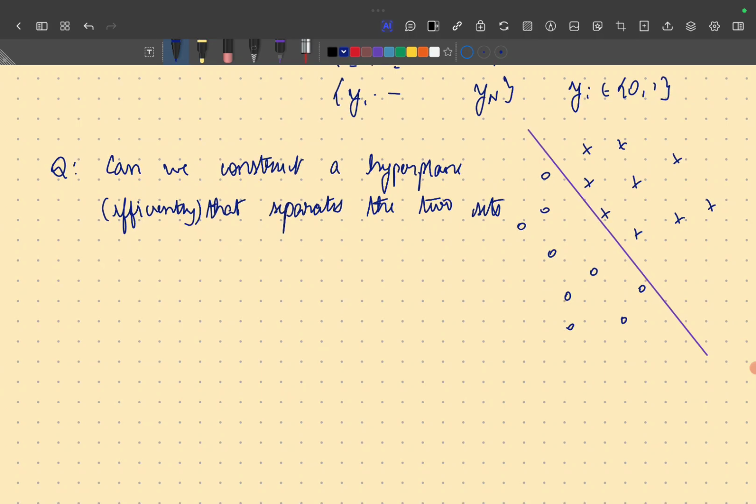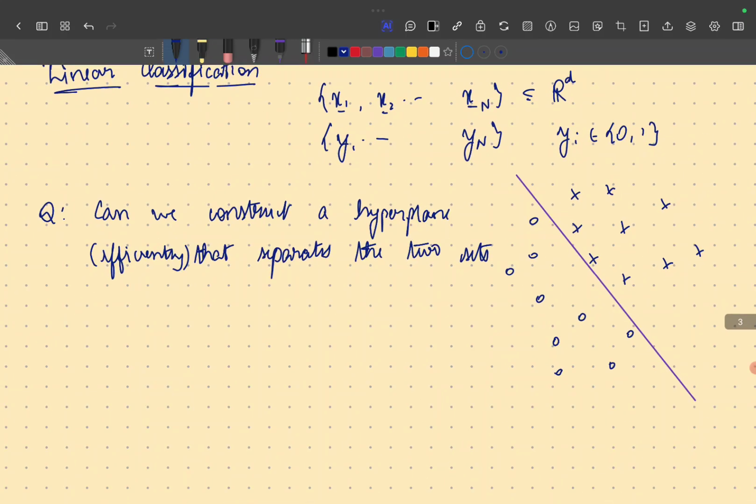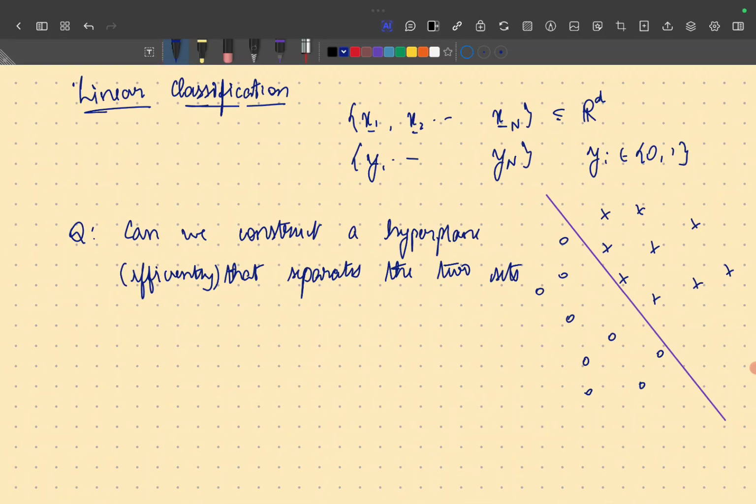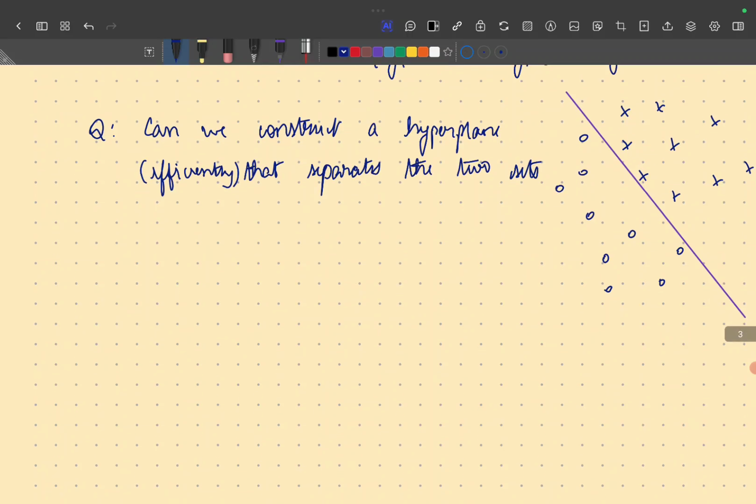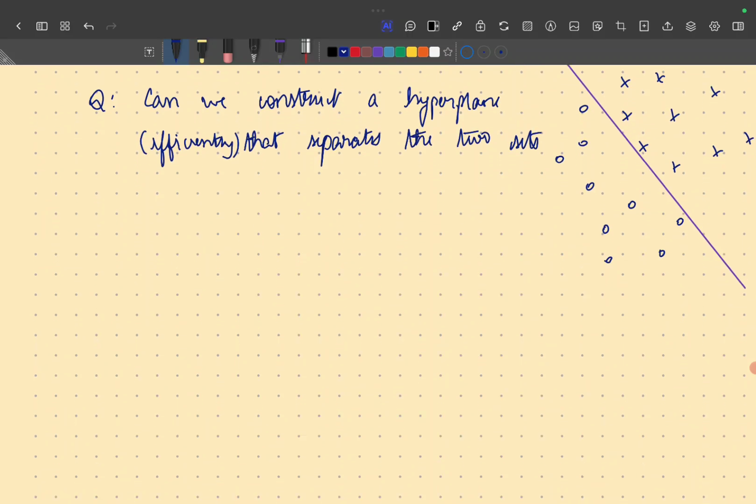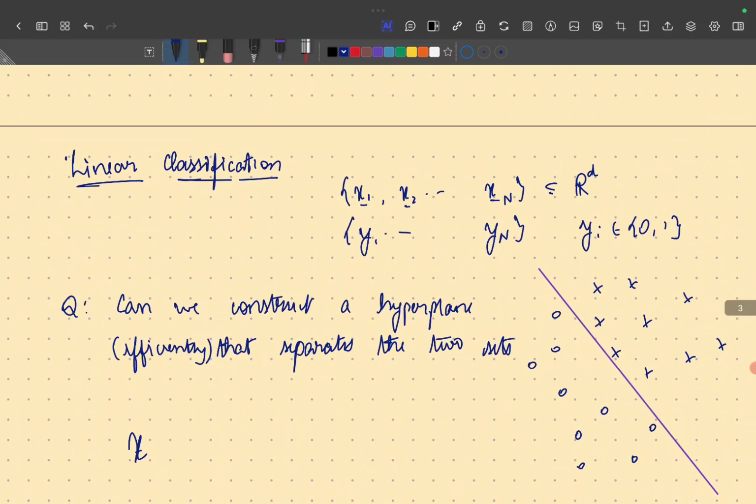And we want to pose this problem of constructing a hyperplane that separates these two sets of points as an optimization problem, so that we can use the tools of whatever optimization algorithms we have at our disposal to solve this problem of linear classification. Okay, so let's see how we can solve this problem using optimization. Just for convenience, let's assume that this set is script x, the set of all possible points.